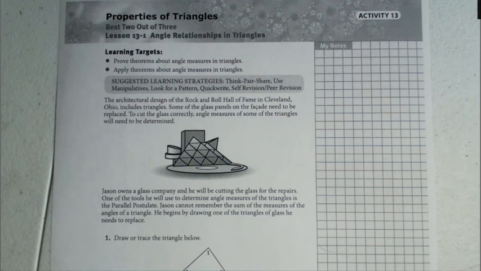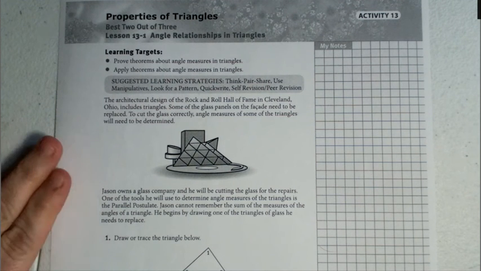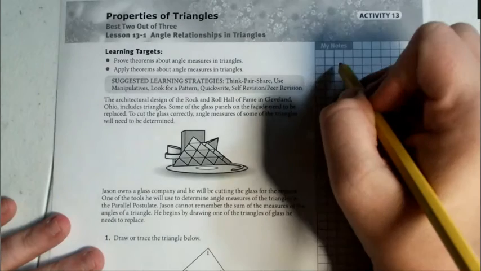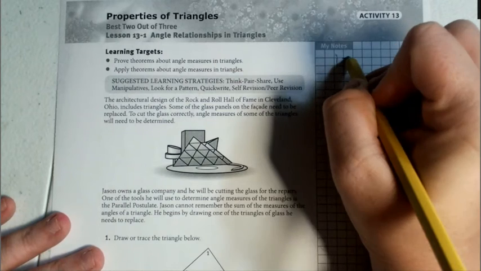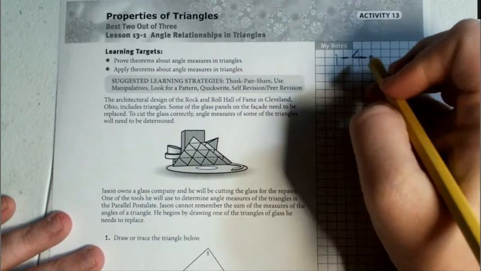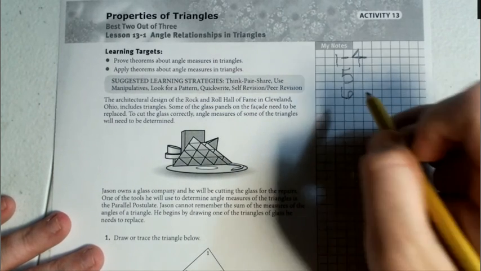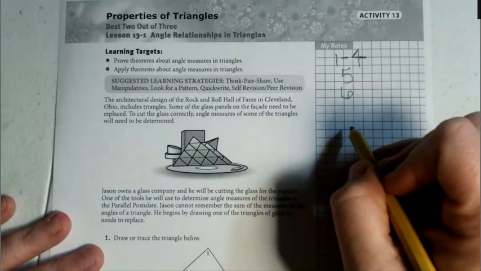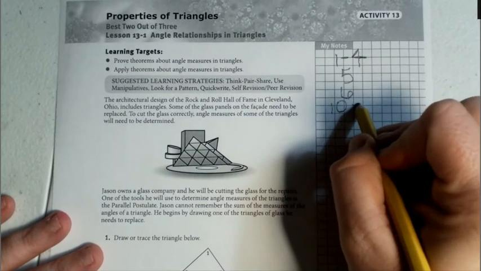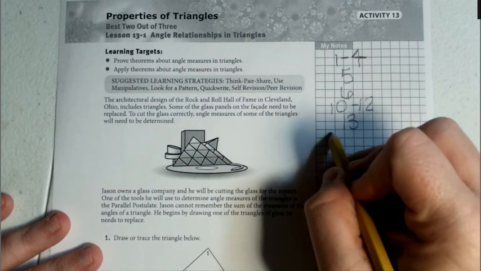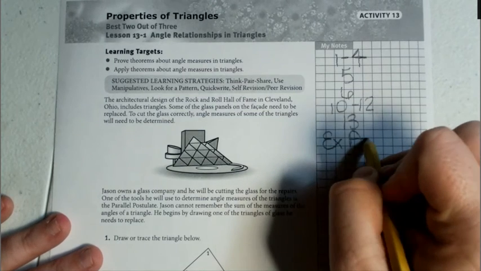All right, today we will be working on lesson 13-1, which is angle relationships in triangles. This lesson is split into 6 sections. We will cover questions 1 through 4, question 5, question 6, questions 10 through 12, question 13, and example A.